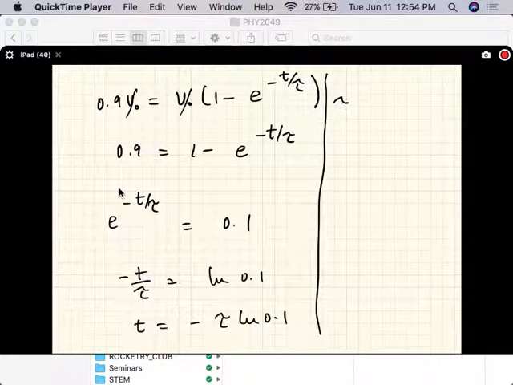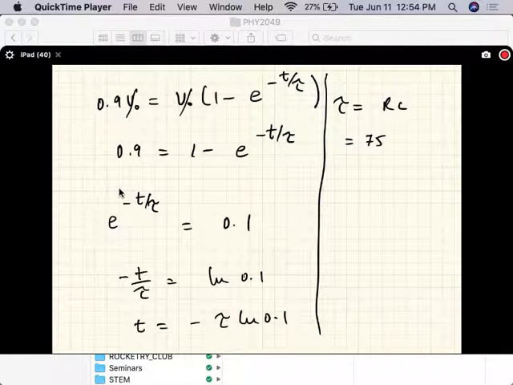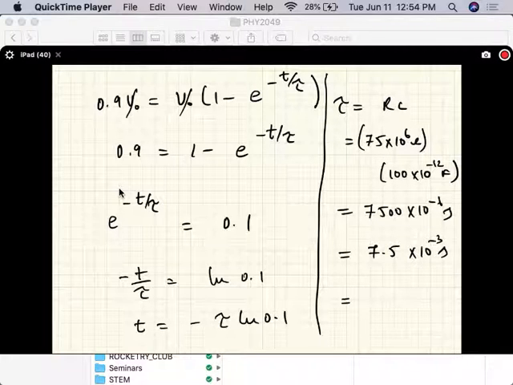Let's solve for the time constant. Time constant is RC, 75 mega ohms and 100 picofarads. Ohms times farad is seconds, so this is 75 hundreds, 7,500 times 10 to the minus 6 seconds, 7.5 times 10 to the minus 3 seconds. 7.5 milliseconds is the time constant.